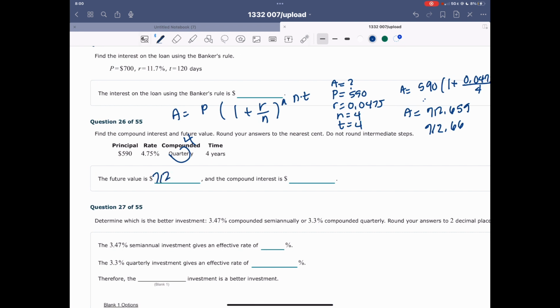So 712.66. And then the compound interest is going to be A minus P. So 712.66 minus 590. I get 122.66.